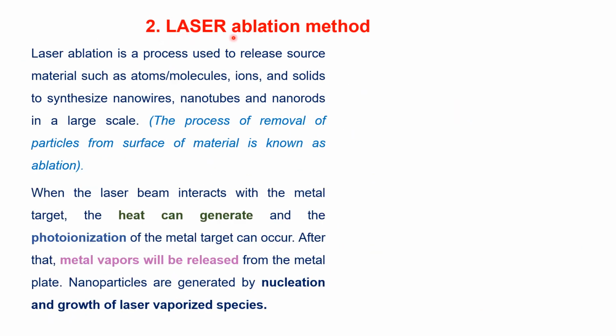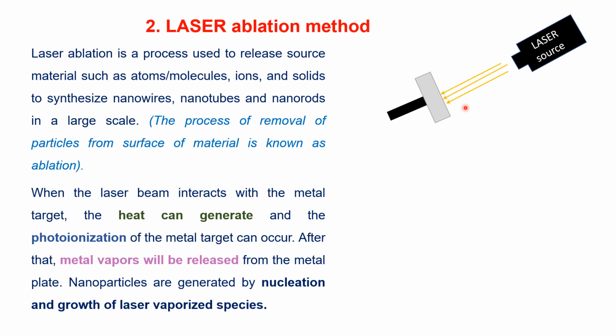The second method is the laser ablation method. It is based on the bottom-up approach in which the small size particles will undergo agglomeration and produce nano size materials. Here the term ablation is used and it is the process of removal of particles from the surface of a material. So we will take a target material, and the laser light will strike on its surface and it will ablate some of the particles.